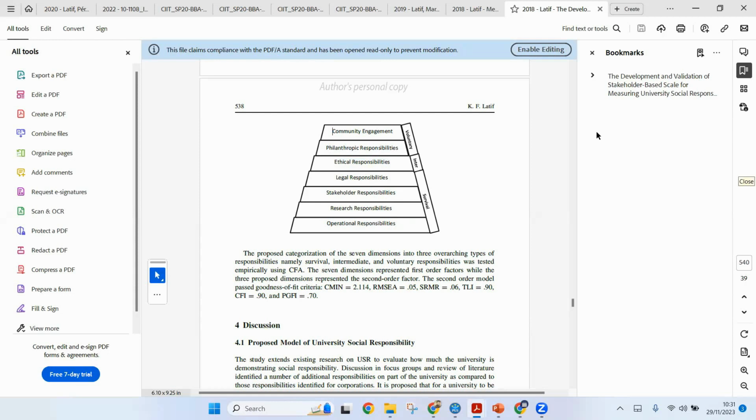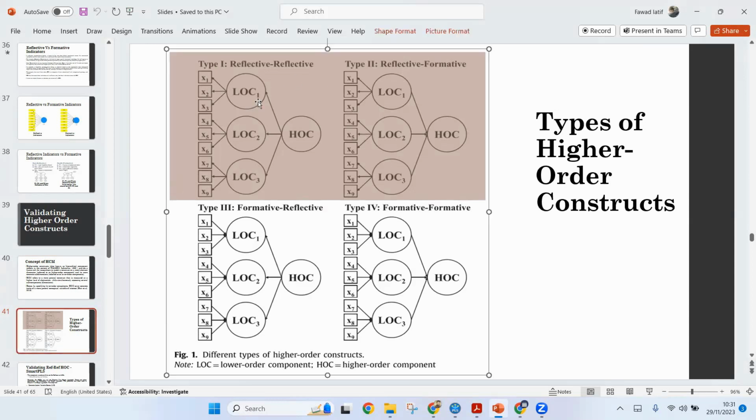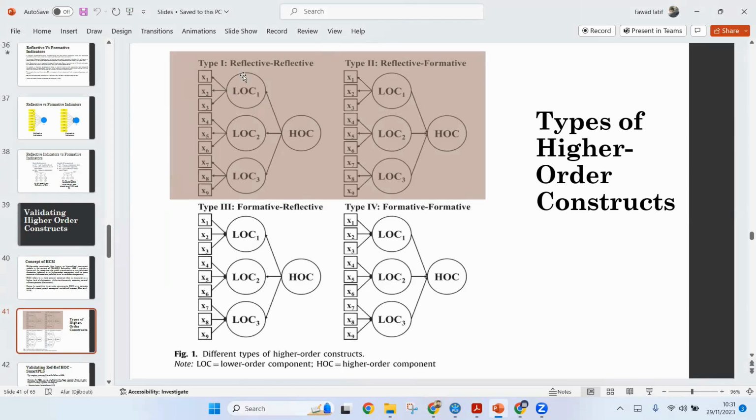Okay, thank you. Now, moving on. There are different types of higher order constructs. Normally, there are 4 types. The first one, if you look here, is your reflective higher order construct. By this we mean that these are your LOCs, the lower order constructs, that make up the higher order construct. You can have 3 lower order constructs, 2, 6, 7, or 8. It can be any number, but normally it's like 5, 6, or 3, 4.